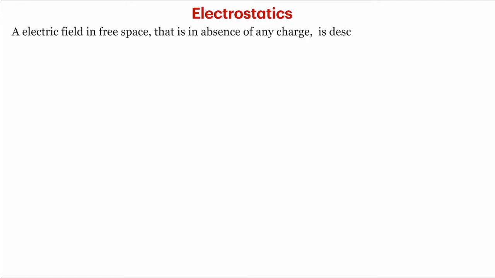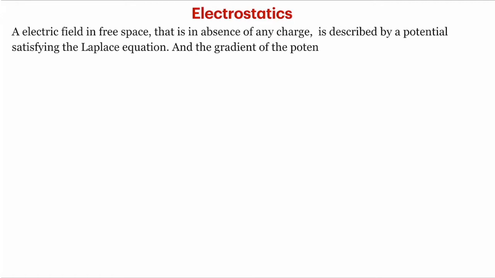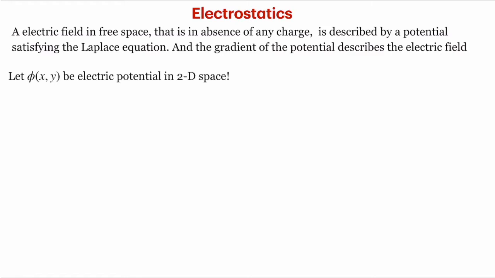The first one is from electrostatics. Electric field in free space, that is in the absence of any charges, is described by a potential which satisfies the Laplace equation, and the gradient of the potential gives the electric field. You all know this, but I am simply stating it. So let's say that phi(x,y) is an electric potential in 2D space, then it should satisfy the Laplace equation in 2 dimensions.